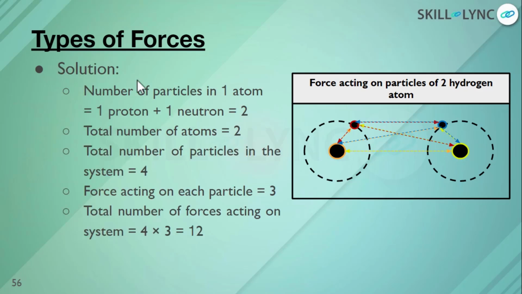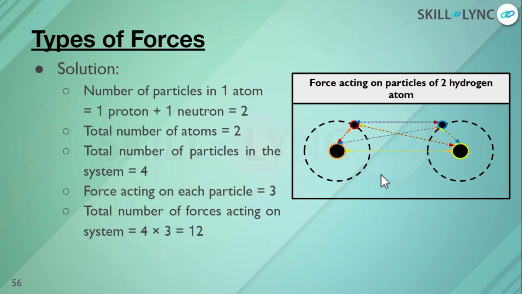Solving the problem, we can see that the number of particles in one atom is 1 proton plus 1 neutron. Thus, the total number of particles in one atom is 2. Total number of atoms is 2. This is atom 1, this is atom 2. So the total number of particles in the system is 4, that is 2 plus 2. Force acting on each particle is equal to 3.